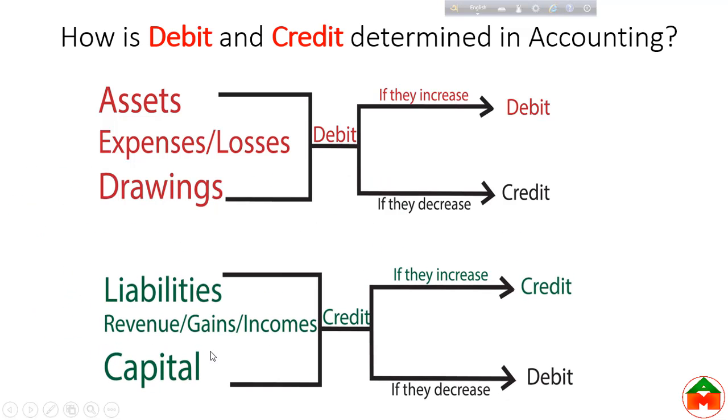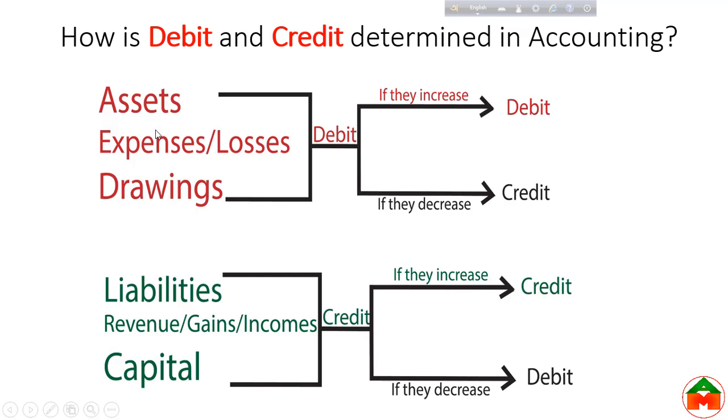Again, here we can see another three items: liabilities, revenue, gain or incomes, and capital. These three items are credit. If they increase, they will be credit, and if they decrease, they will be debit. So liabilities, revenue, gain or incomes, and capital, these three items are credit. If they increase, they will be credit. If they decrease, they will be debit.